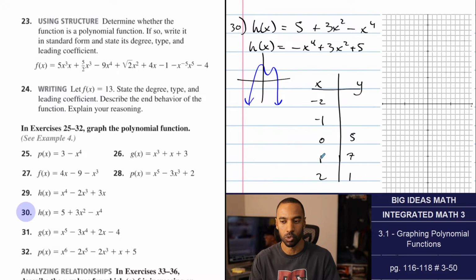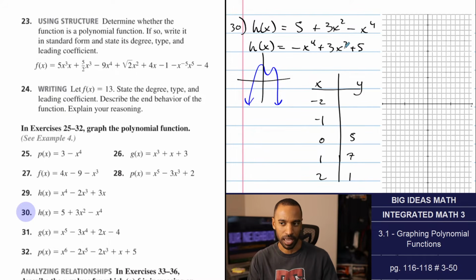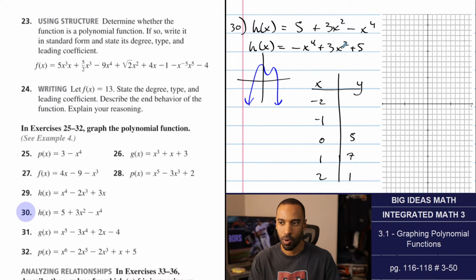Sometimes I'm missing my numbers. I was trying to remember what this number was when I did it. That was my problem. -1⁴ is 1. Opposite of that is -1. Remember the -1. -1 squared is 1 times 3 is 3. What was this number? -1. -1 plus 3 is 2, plus 5 is 7. So we get 7 there again.